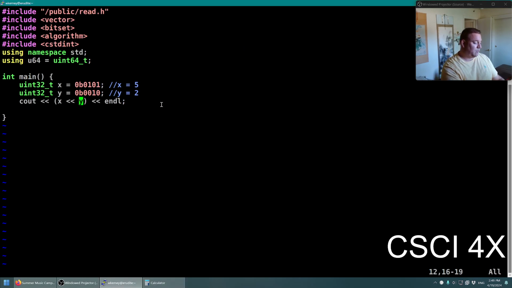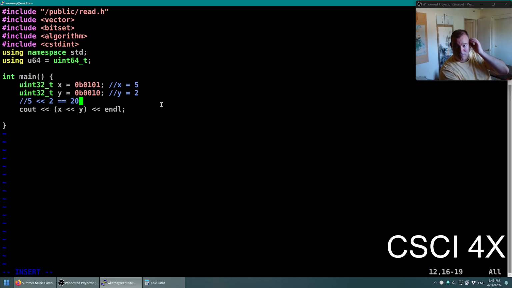So 5 left shifted twice is equal to 20, because we essentially multiplied it by 4. Every time you shift it left 1 bit, it's a multiplication by 2. So if you shift it left 2 bits, you multiply it by 2 twice, 4. Anyone want to guess what 5 left shifted 3 times is in decimal? 40 is correct. I will also accept 0b101 with 3 zeros after. Okay, same number.